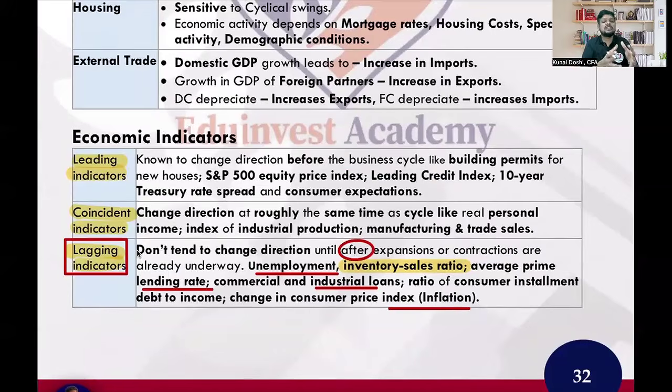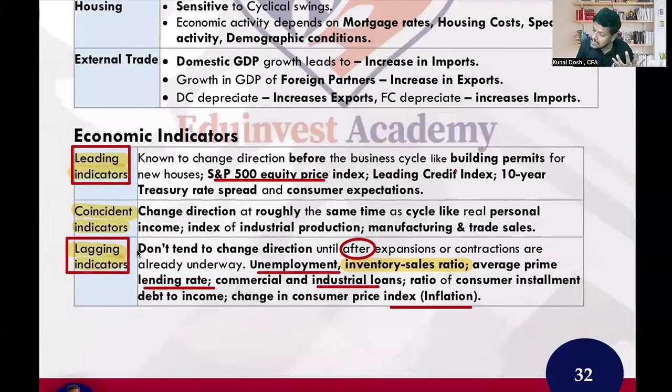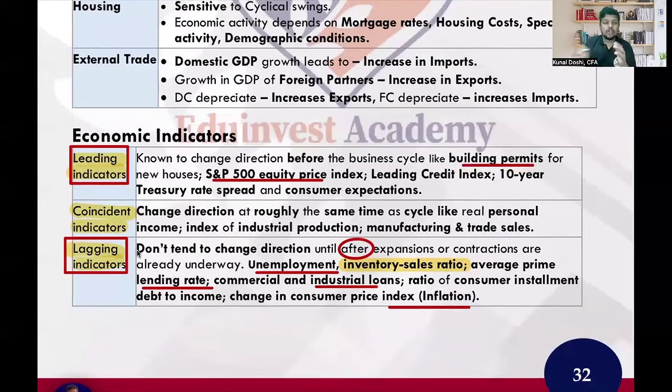They are known to change direction after the business cycle. What are the ones which are known to change before the business cycle? They are called the leading indicators. So the stock market index tells you before time. The bond yields tell you before time. Building permits, the orders for building permits, right? The request for building permits to build more, you have to go to the authority and ask for permission. That tells you that the economy is going to expand, correct? Leading credit index, how much people are taking borrowings, 10-year treasury spread, consumer expectation. See, stock market and bond yield, those are market oriented.